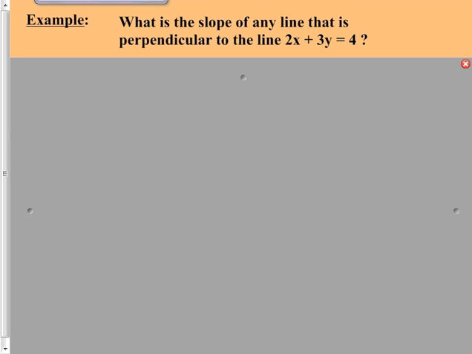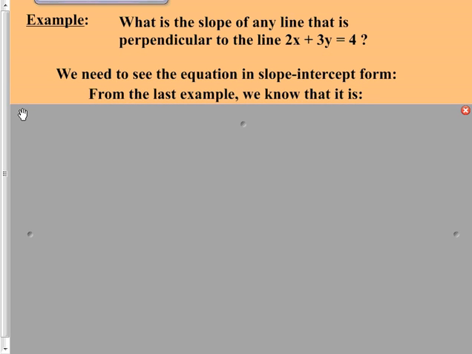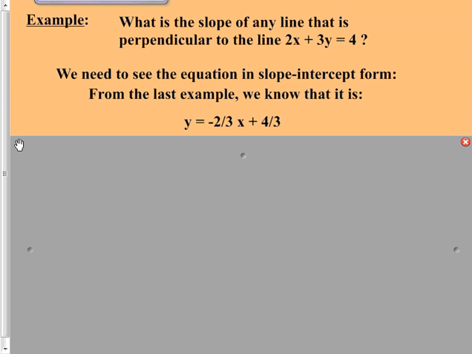Okay, what is the slope of any line that is perpendicular to 2x plus 3y equals 4? Well, this is the same equation we were working on just a moment ago, so we're not going to go to all the trouble to solve it again. We'll simply pull it back up: y equals negative 2/3 x plus 4/3.